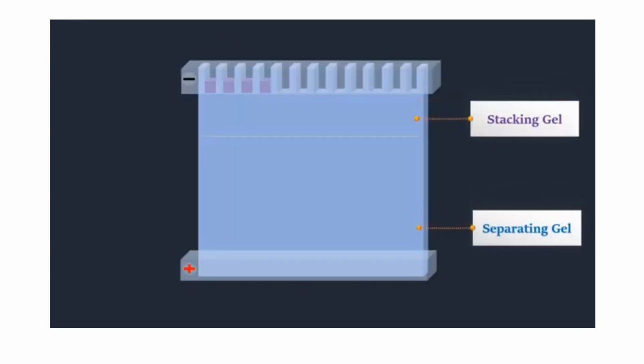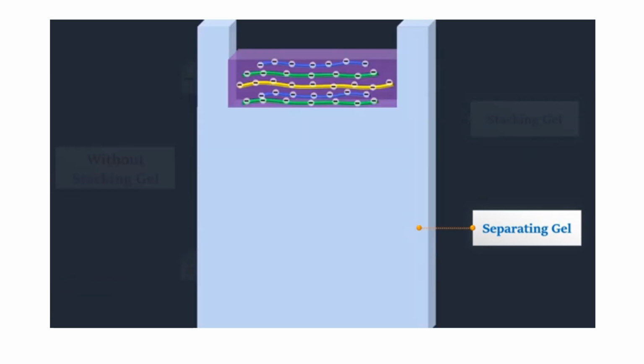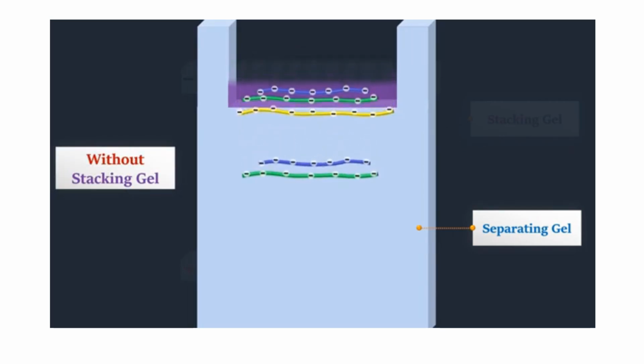The stacking gel is used to ensure that all of the proteins arrive at the separating gel at the same time. Because gel wells are around 1 centimeter deep, in the absence of a stacking gel, proteins would all enter the separating gel at different times, resulting in very smeared bands.